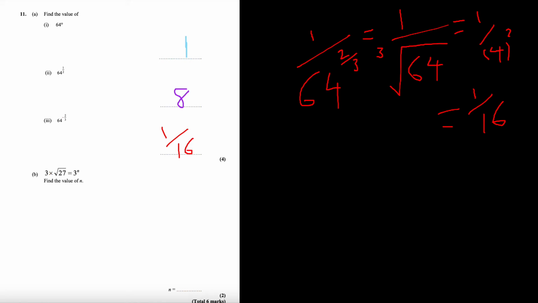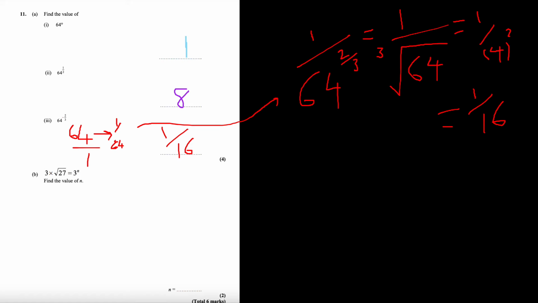Okay, so hopefully that makes sense. Remember that 64 is the same as saying 64 over 1. When I flip that, it becomes 1 over 64. So that's where that part came in there. Part B, 3 times root 27 equals 3 to the power of n. Find the value of n actually.